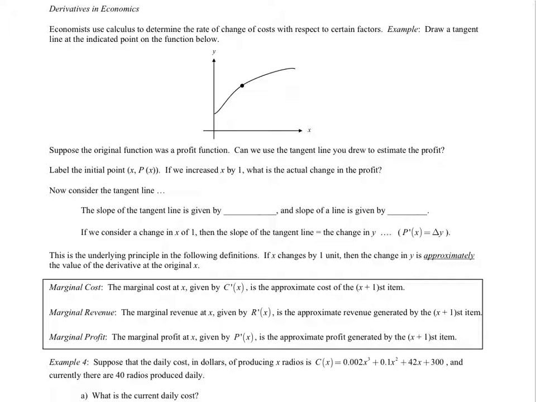So for this problem, we're talking about drawing a tangent line on that point below. So here's that tangent line, looks something like this. And how do I get the slope of that tangent line? Well, this is a function that's called p of x. The slope of the tangent line is given by the derivative of the function, and the slope of a line is given by the rise over the run.